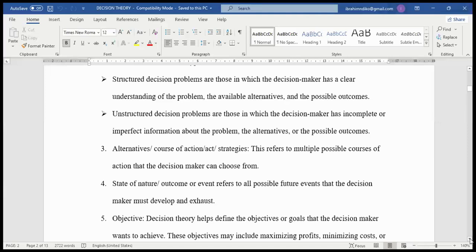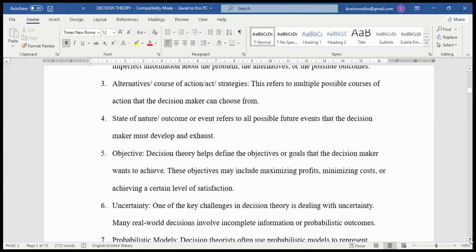Another term we can talk about is the word alternative, which can also mean course of action, the act, or the strategy. When we talk about alternatives, we are talking about the list available for the decision maker to choose from. So this refers to the multiple courses of action that the decision maker can choose from. You can substitute the phrase course of action with the list. So this refers to the possible list of actions or items that a decision maker can choose from.